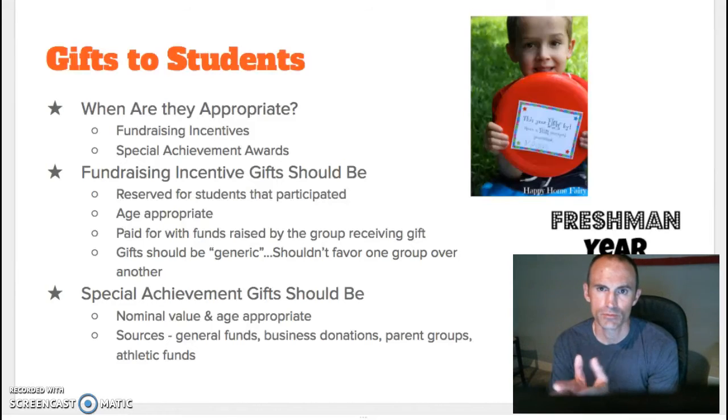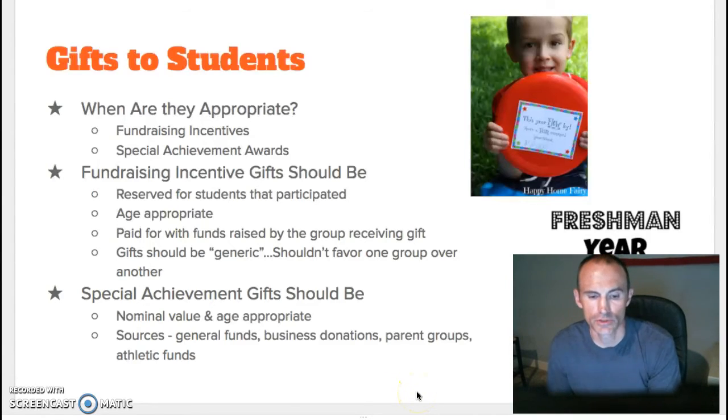So fundraising incentives, more specifically, what should they be? They should be reserved for students who participate. Obviously, they should be age appropriate. Paid for with funds raised by the group receiving the gift. So those funds should come from the group that will benefit from it. That just makes sense as well. The gift should be generic, and they shouldn't favor one group over another. The example given in the book was not to buy gifts specifically for birthdays or for a particular class. They need to be a gift that can be used for any student. Just, again, not to show favoritism.